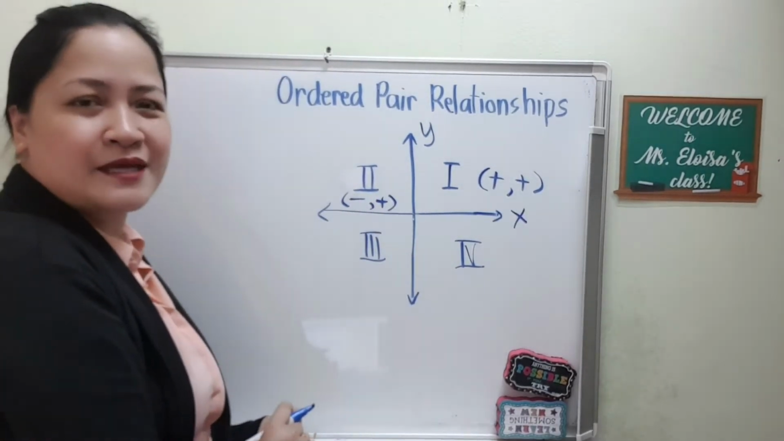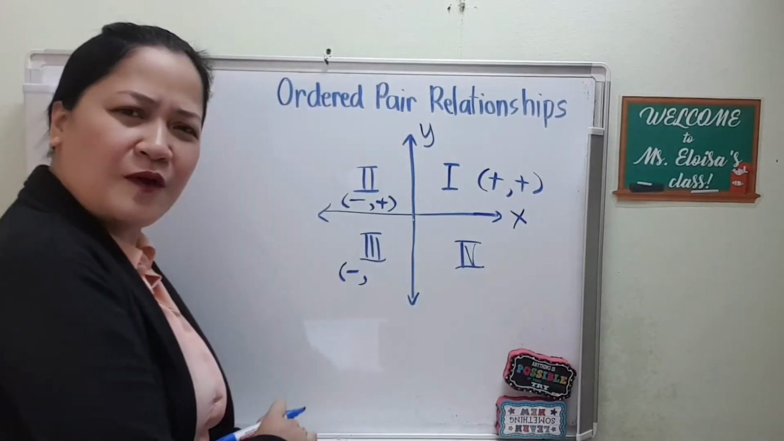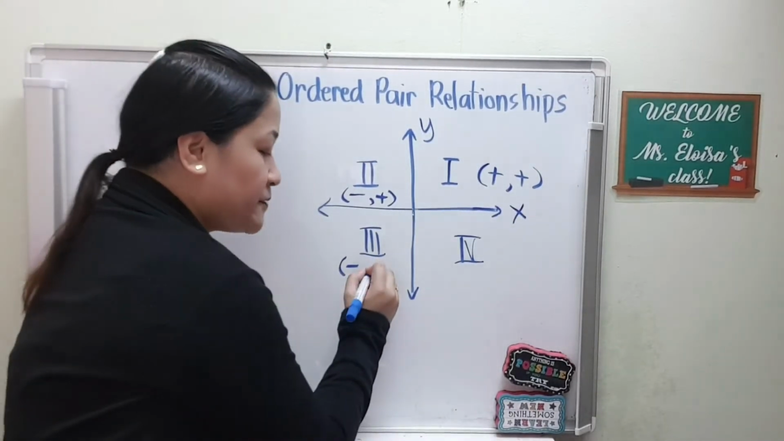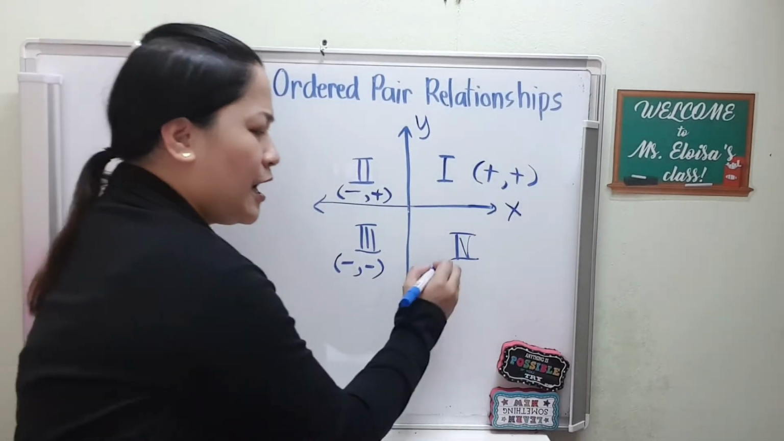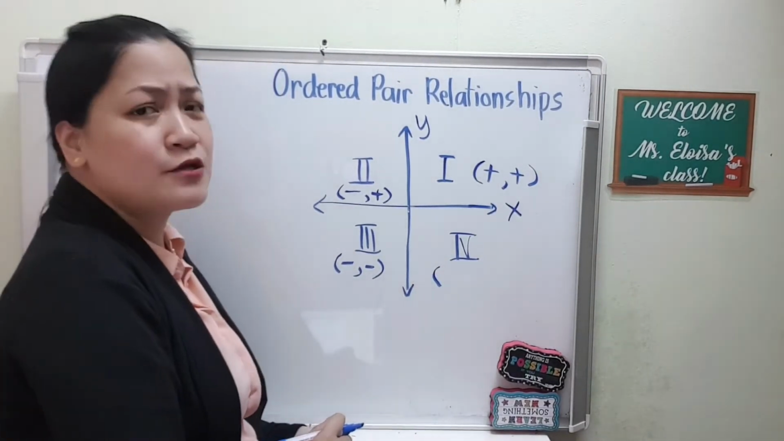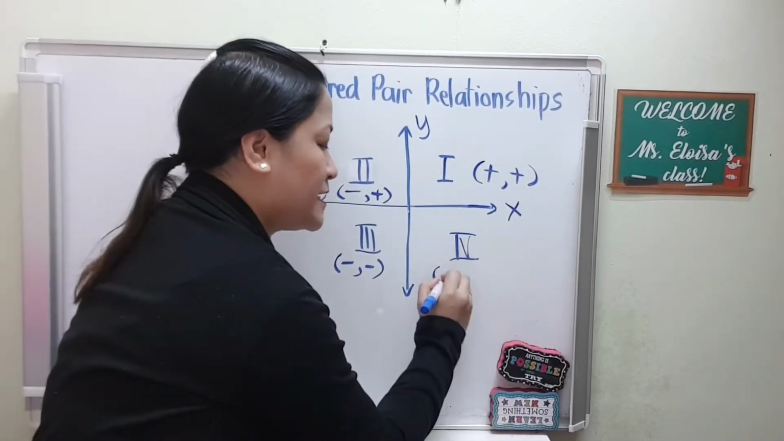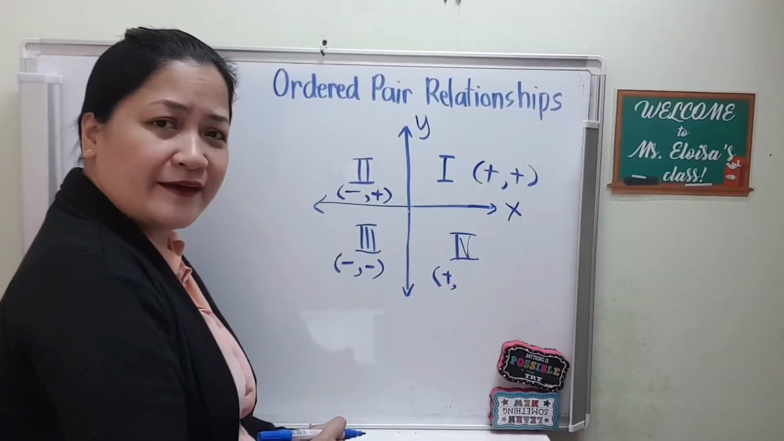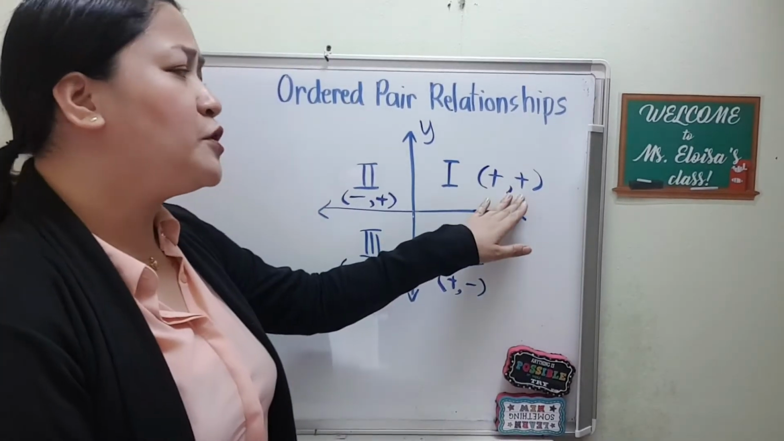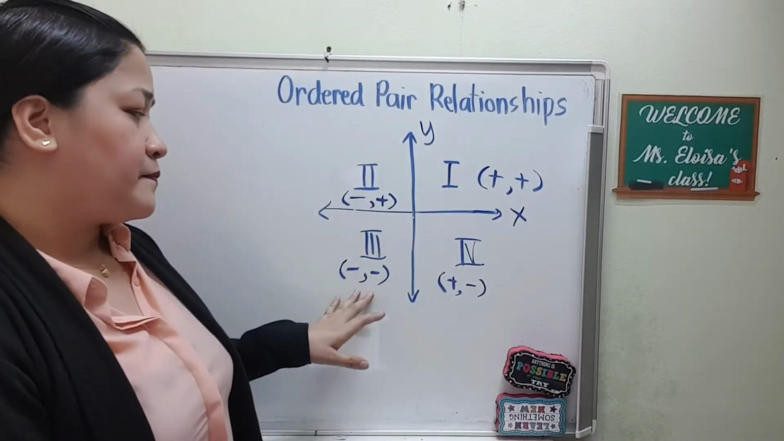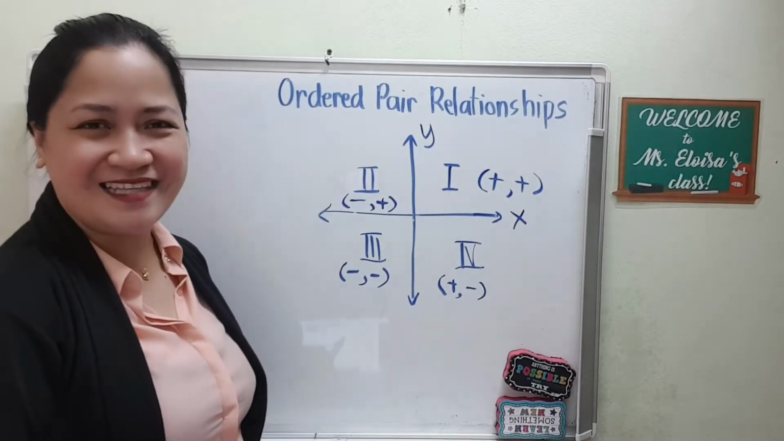How about quadrant 3? How will you describe the x? X here is negative. How about y? Good job. That's negative also. Now, let's proceed to quadrant 4. How will you describe x in quadrant 4? That's correct, since it's at the right, so it's positive. And how about y? That's negative. So, if you know these signs, then you will know in which quadrant the point is located.